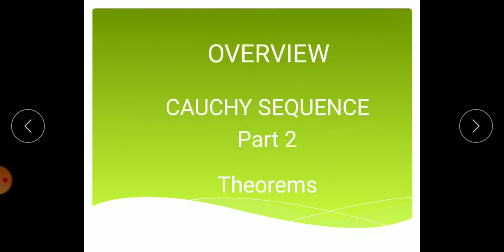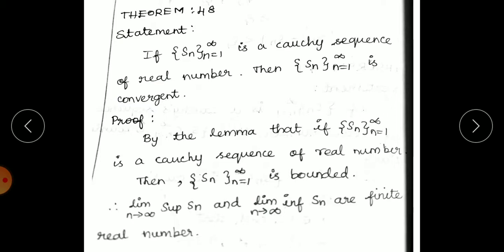Today we are going to see the Cauchy sequence part 2 theorems. First theorem: if Sn is a Cauchy sequence of real numbers, then Sn is convergent. They have given that the sequence Sn is a Cauchy sequence. Then we have to prove that the sequence is convergent. We know that convergent means it has a limit, as per the definition of convergent.